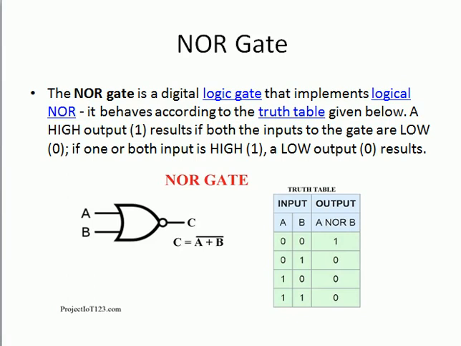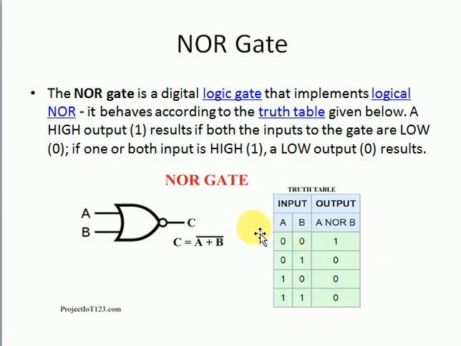The NOR gate is that gate in which the output is high only when all the inputs are low. If any of the inputs is high, then the output will be low, and the output will be high only when all the inputs are at the low level. It behaves according to the truth table given below. A high output results if both the inputs to the gate are low. If one or both inputs are high, a low output, 0, results.